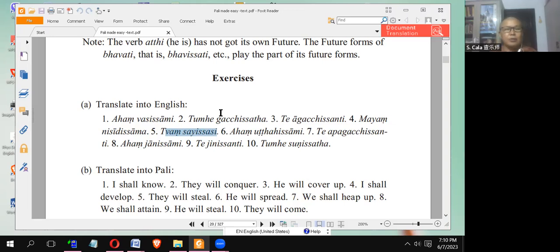So we call it conjugate, right? Can you conjugate into six of them? Okay, so saisati, te saisanti, tuam saisasi, tumhe saisata, aham saisami, mayam saisama. Okay, tuam saisasi, the sa is a short one. You don't need to lengthen the sa. Tumhe saisata. The sa is a short sound. You try again.